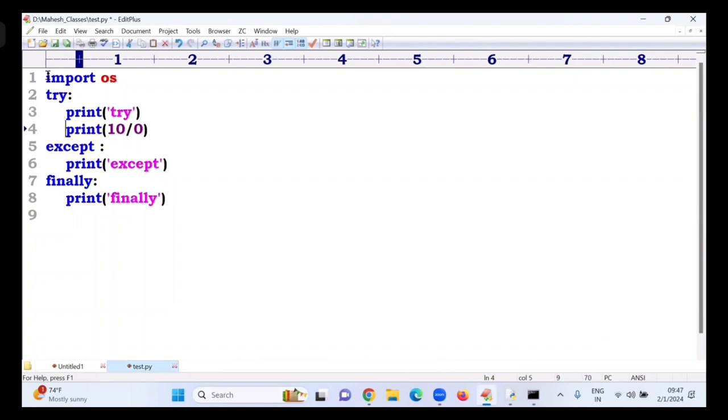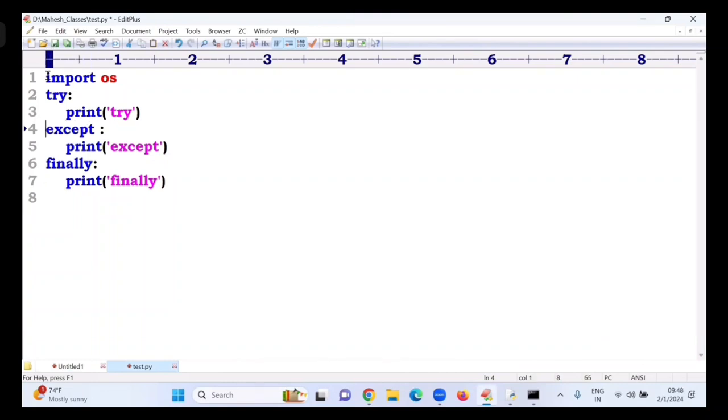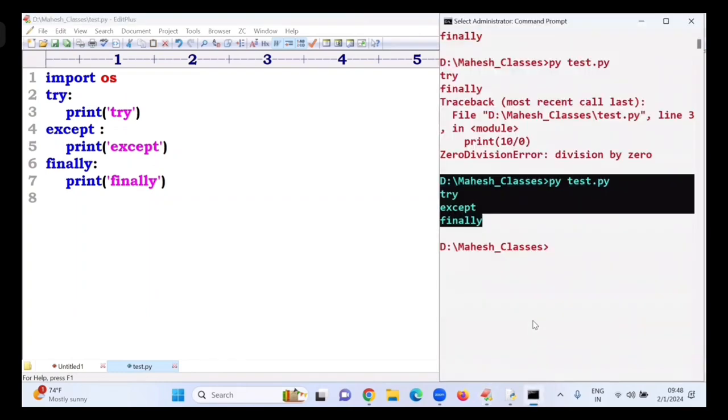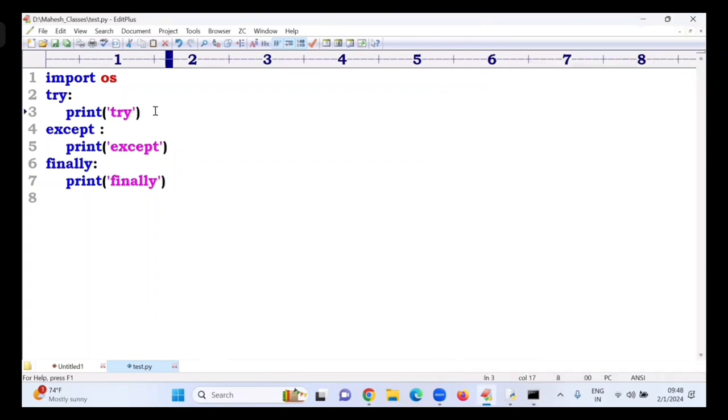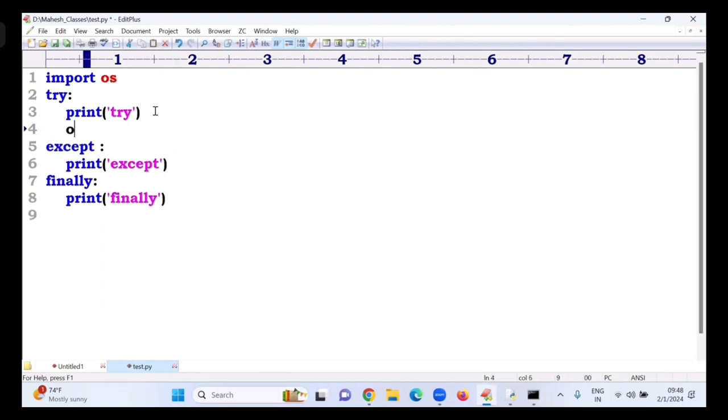No exception, sir. Normal, I'm running the program. Which blocks will be executed? Try and finally. I don't want to run the finally block. After the try block, I want to terminate the Python virtual machine, not the OS. There is one situation: os._exit(0).